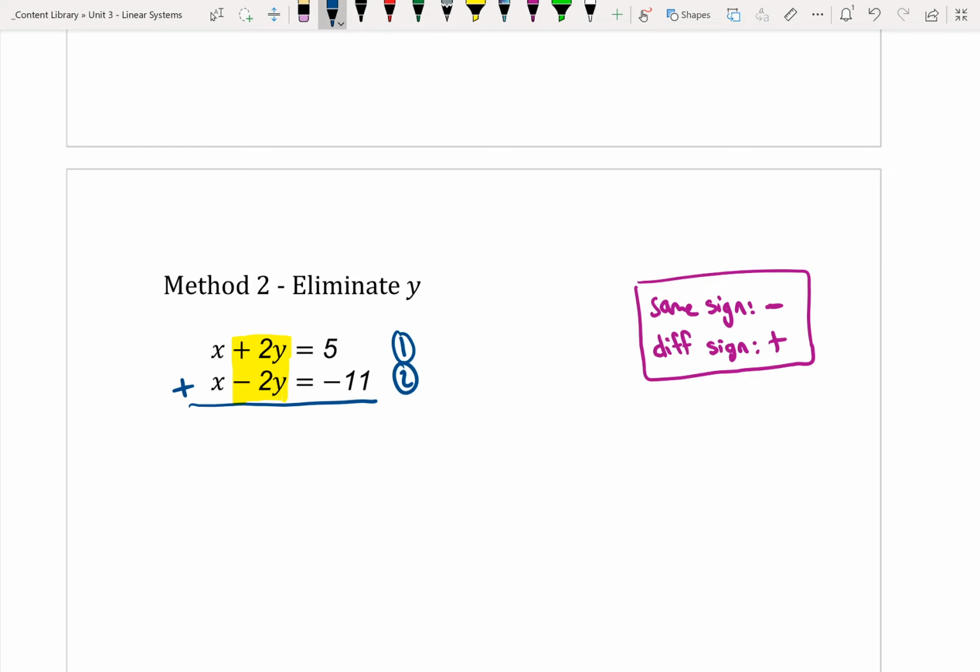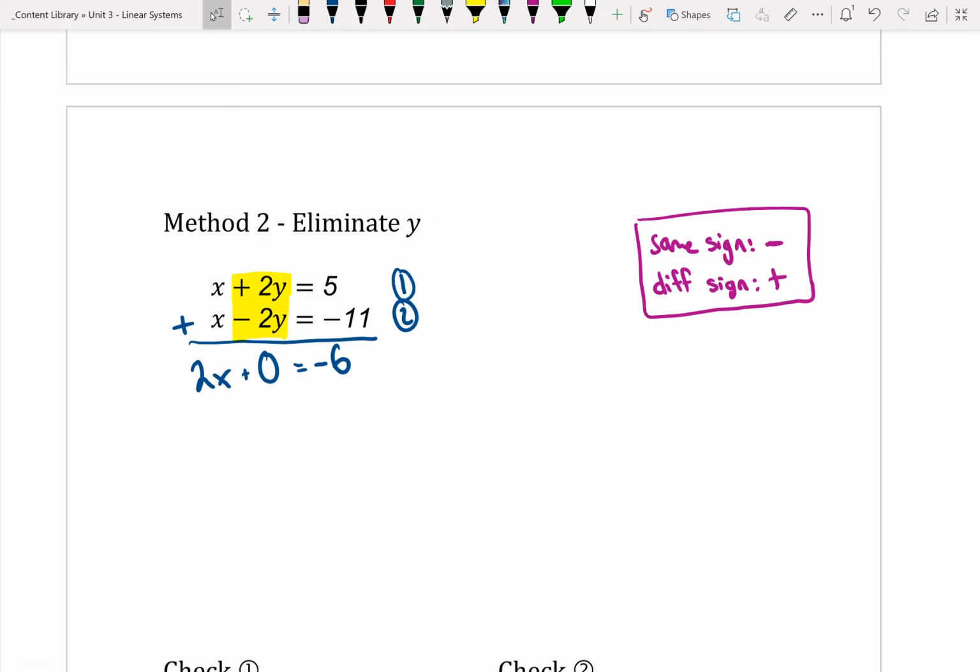x plus x is 2x. 2y plus -2y is just 0. And 5 plus -11 is -6. So this leaves me with 2x equals -6. This is a one-step equation, so to get the x by itself, I need to divide by 2. One side cancels out. So x equals -3.